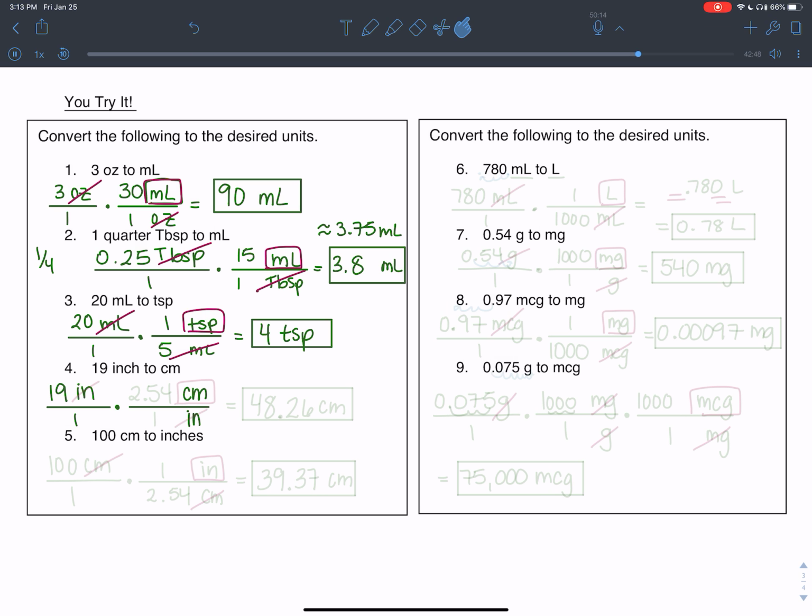I need to look it up myself, which was 2.54 centimeters in 1 inch. So right here, the inches will cancel. We'll be left with centimeters. If I just multiply the 19 times 2.54, that'll equal 48.26, which I need to round to 1 decimal place because inches is 1.